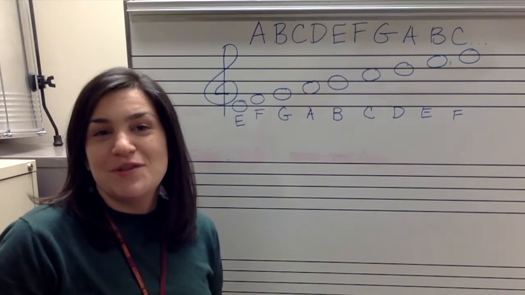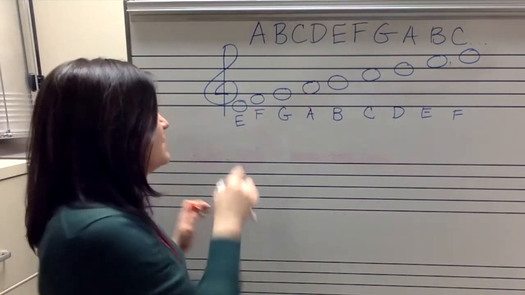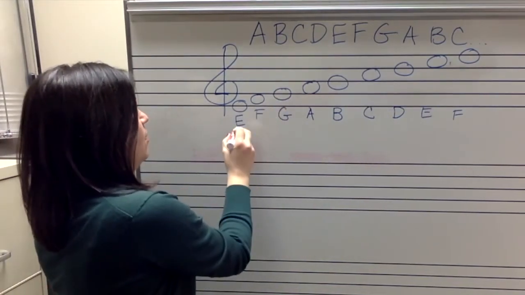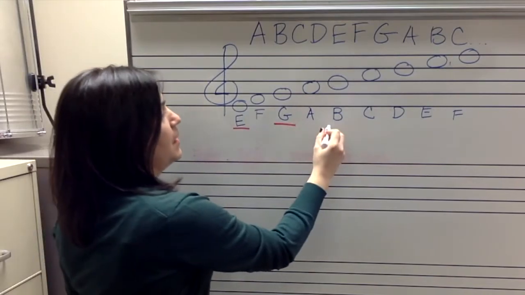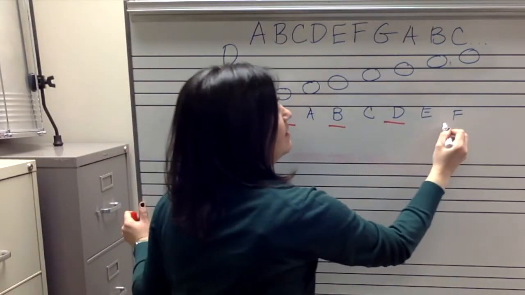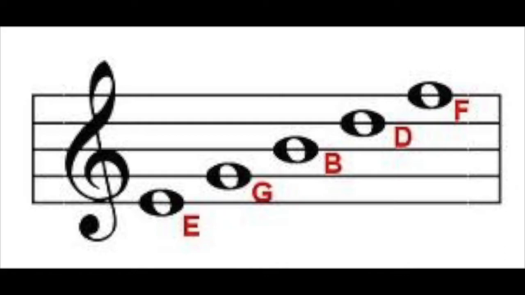Let's take a look at some of the notes in lines. So the line notes, the notes that have a line going through them, are E, G, B, D, F. There are lots of different sayings people know to remind you of what notes are on the lines on the staff. Every good boy deserves fudge. Every good bird does fly. You can think of lots of different things.